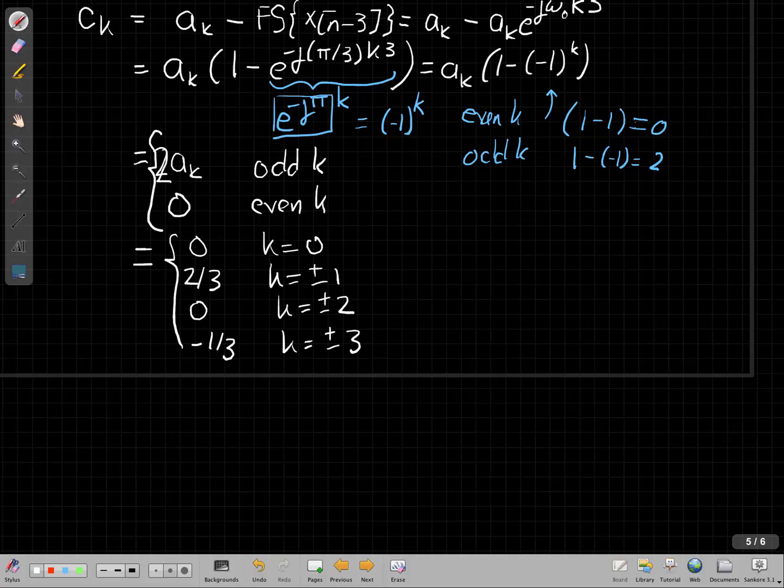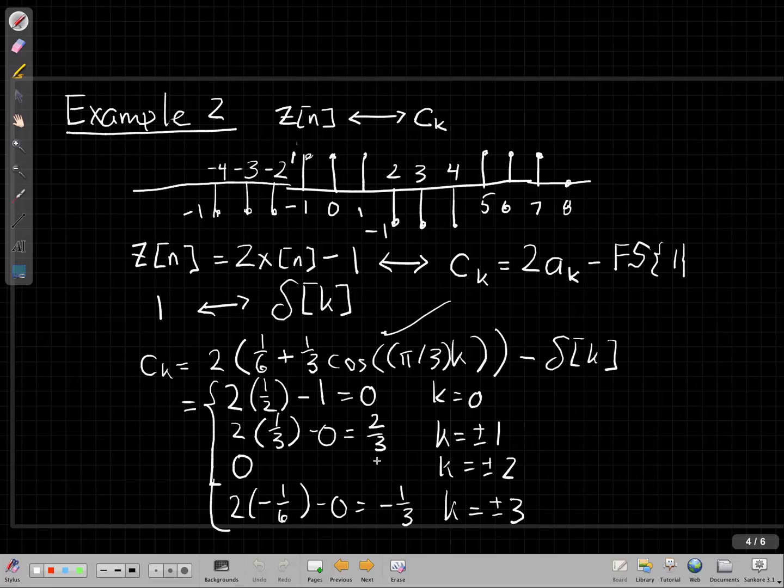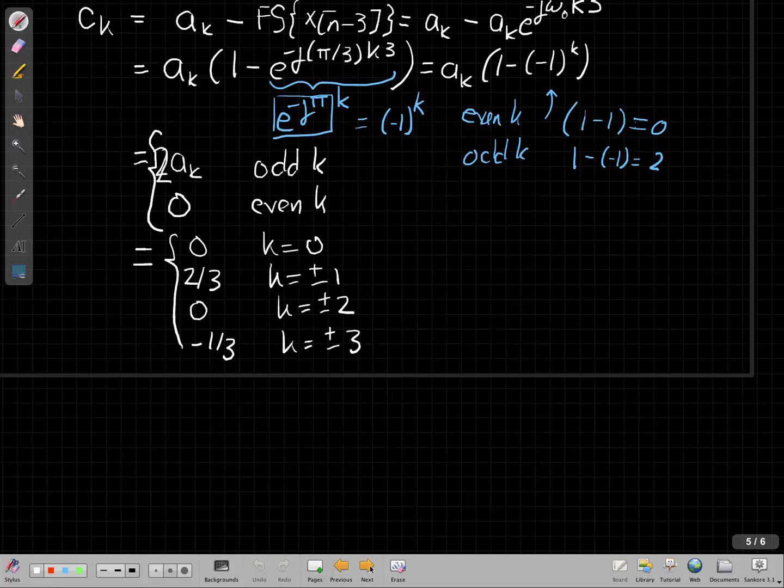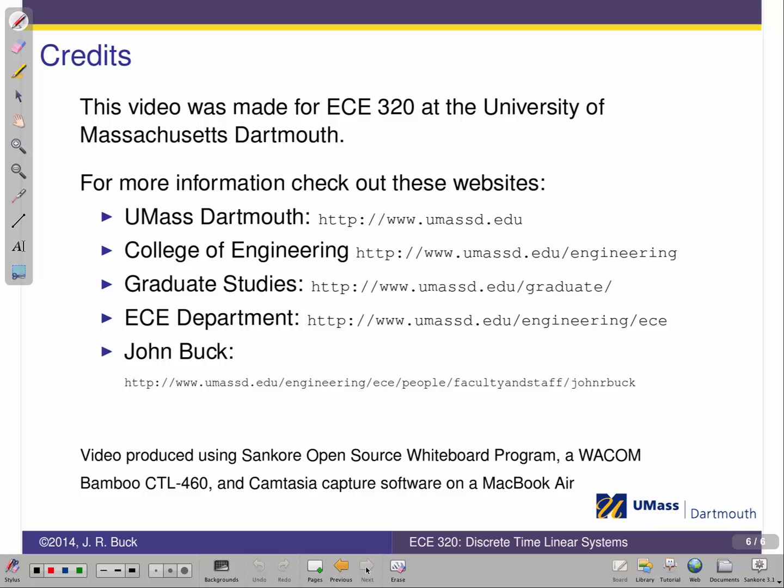And that's what the previous discrete time Fourier series example showed. So again, if we page back one, go back to the previous page, we got the same Fourier series here, 2/3 for plus or minus 1, minus 1/3 for plus or minus 3, 0 everywhere else, and the same result here. Okay?